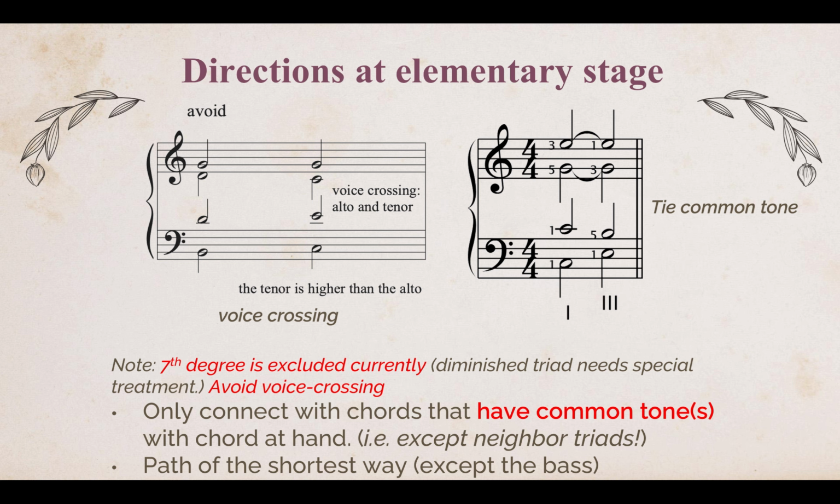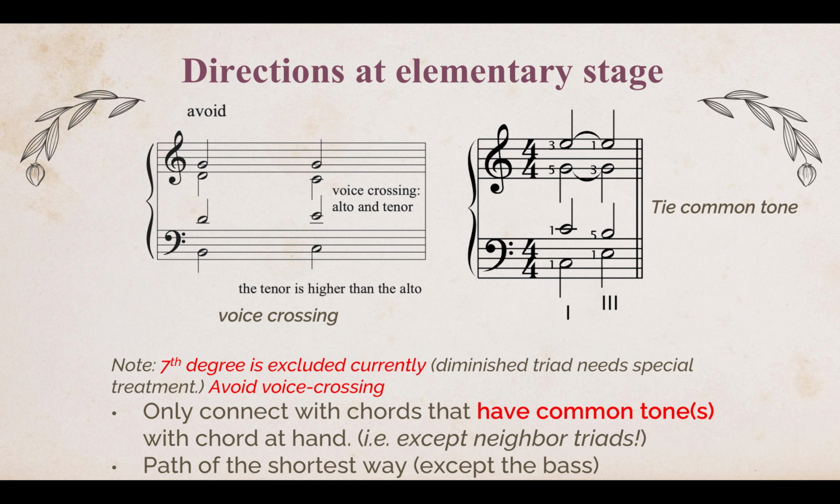Before we start, here are two things to keep in mind. First, we're not going to include the seventh chord built on the 7th-scale degree just yet because it's a diminished triad and needs special treatment. We'll get to that later. Second, we want to avoid voice crossing. That means a lower voice shouldn't go higher than a higher voice. Sounds obvious, but it's an easy mistake to make when you're starting out.